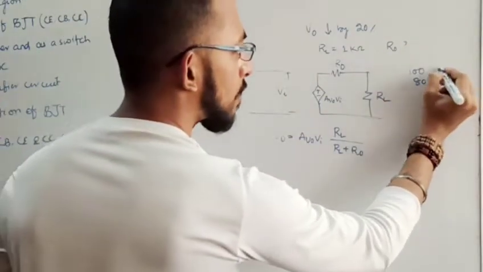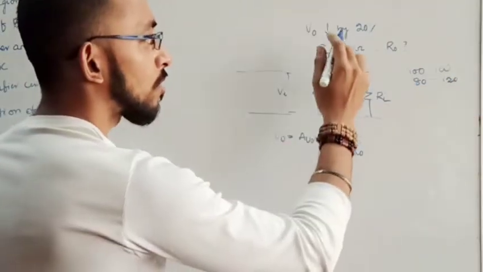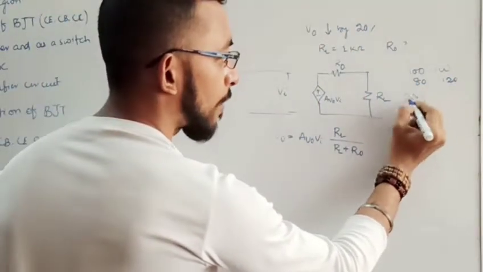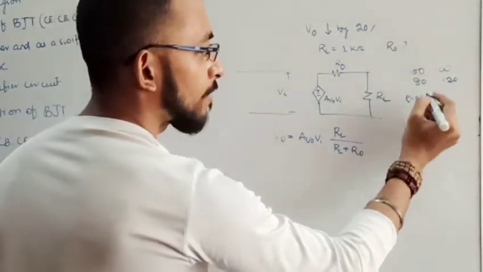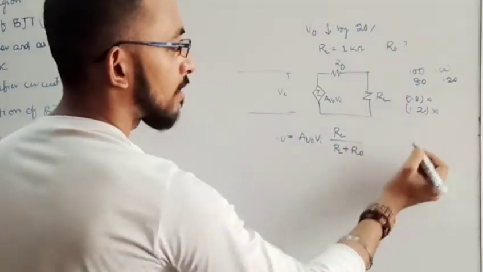If it increases by 20%, and it was 100, then it becomes 120. So anything that is decreased, we multiply by 0.8. If it is increased by 20%, then we multiply by 1.2.